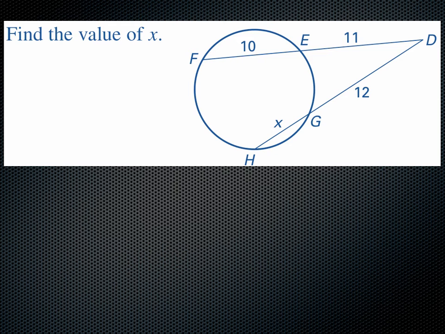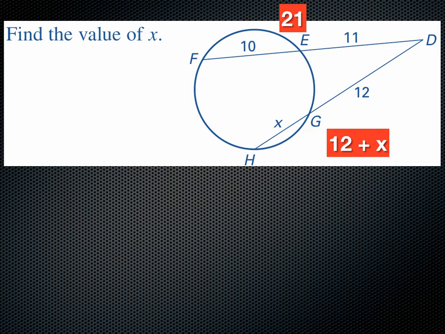An example using this theorem asks us to find the value of x. We know we have two secant segments, FD and DH. To find the length of the whole secant segment, I need to add the two segments of each together. So secant segment FD has two segments, FE and ED. When I add those two together, I get 21 for the length of FD. If you notice, secant segment DH has two segments measuring x and 12. So secant segment DH would be 12 plus x.